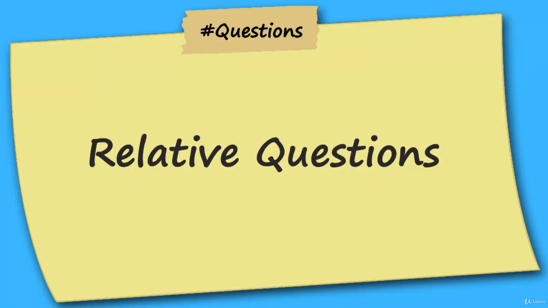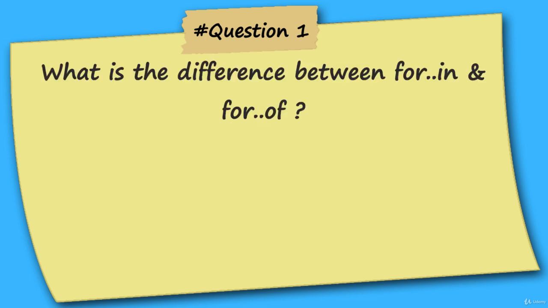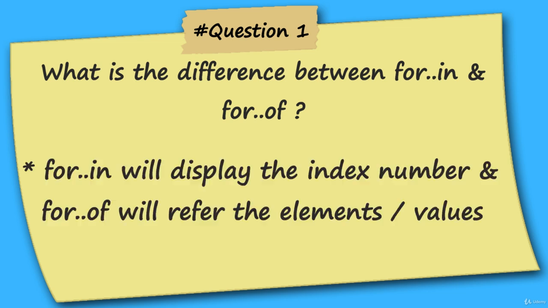Now let's discuss related questions of this topic. The first question is, what is the difference between for in and for of? We have already seen that for in will display the index, whereas for of will refer to the value.